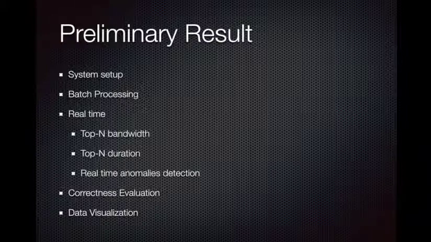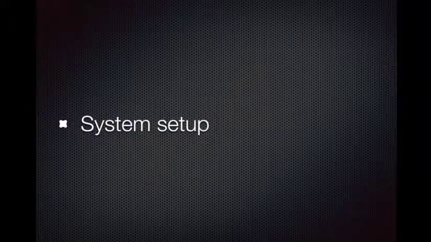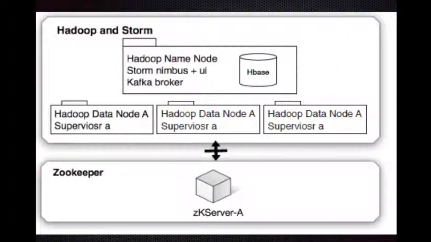Now the preliminary results we got from this system are as follows. The system setup is four different kinds of systems which handle Hadoop and Storm. We have the Hadoop name node and three different data nodes, and one Storm Nimbus and three different supervisors. And there is one other system specifically assigned for ZooKeeper to handle all these four systems.